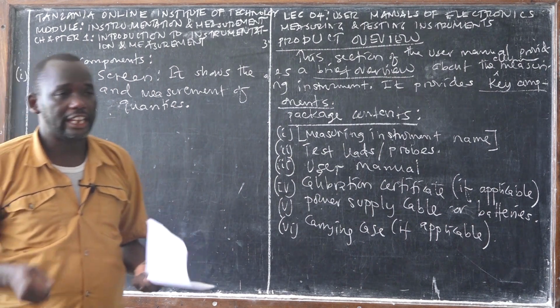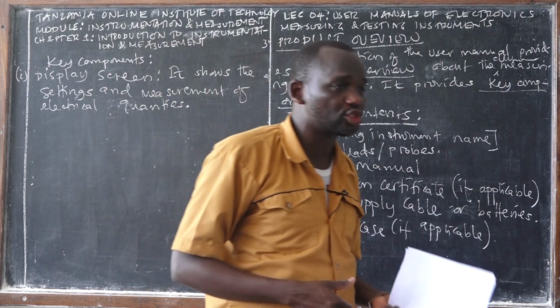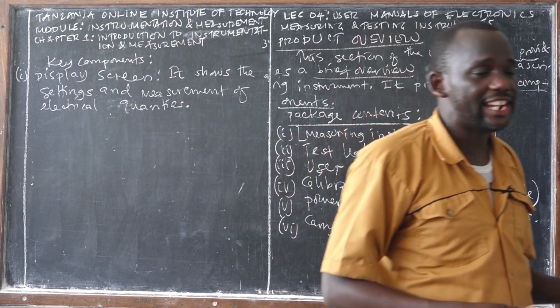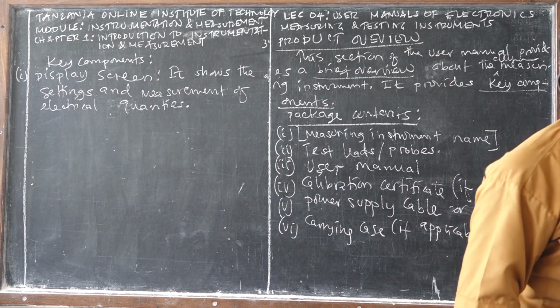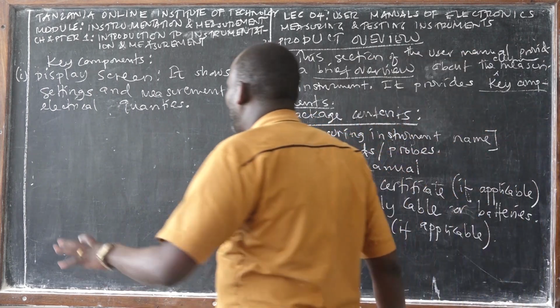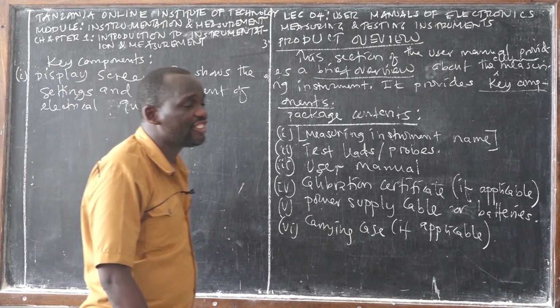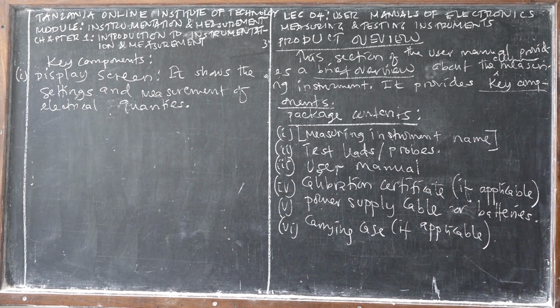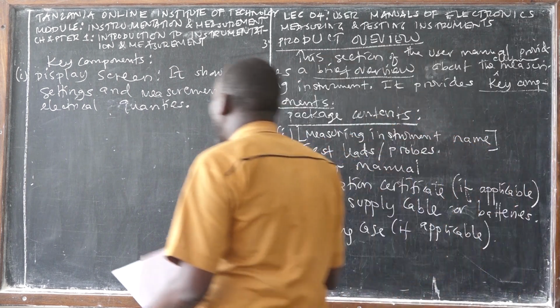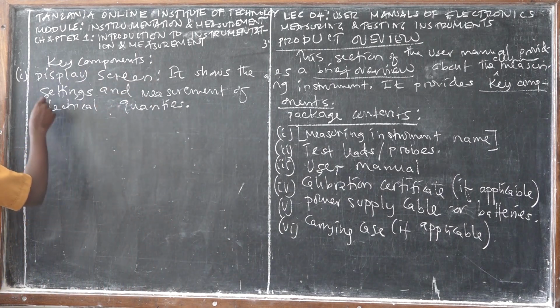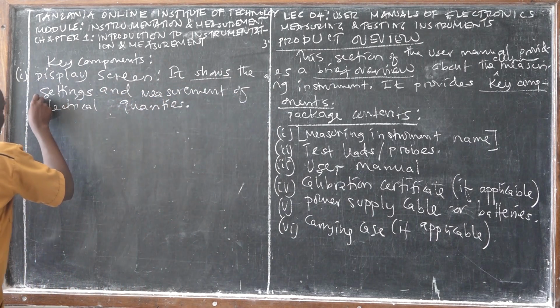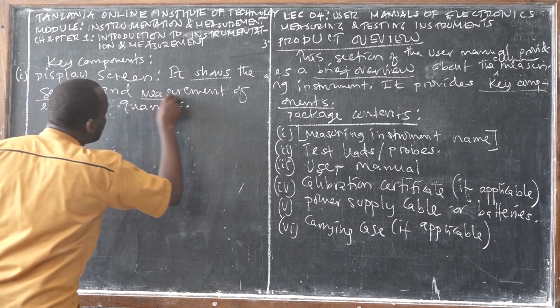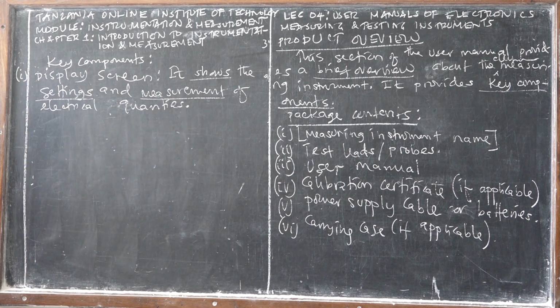For instance, in our lab we have an analog oscilloscope. Say analog oscilloscope. The analog oscilloscope has a display screen, but we also have an analog signal generator, and the analog signal generator doesn't have a display screen. So the main function of the display is to show what? Settings, which means when we are setting the instrument, and measurements of electrical quantities.